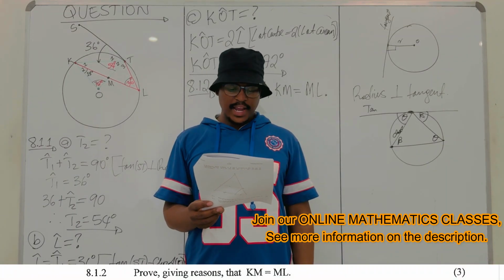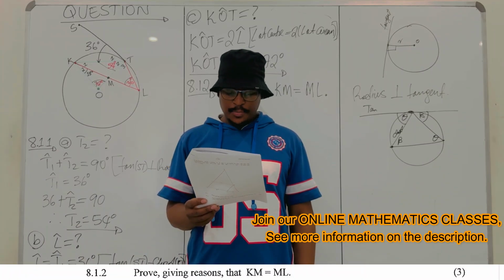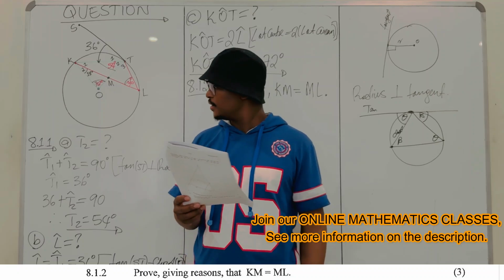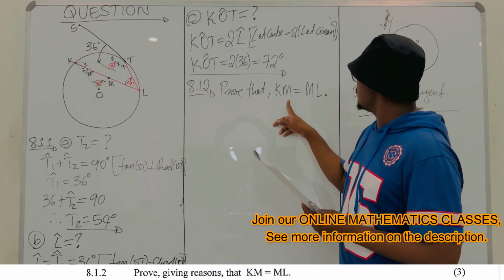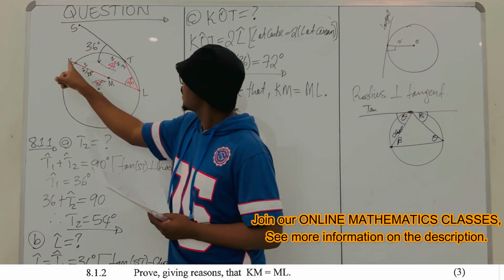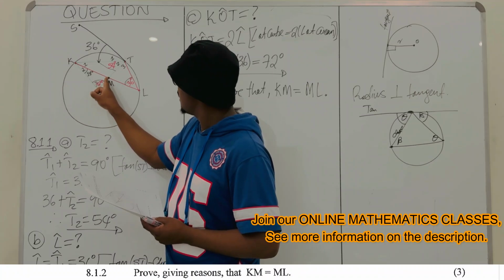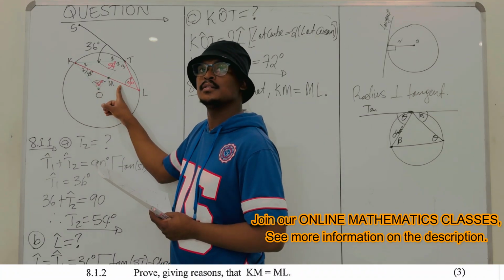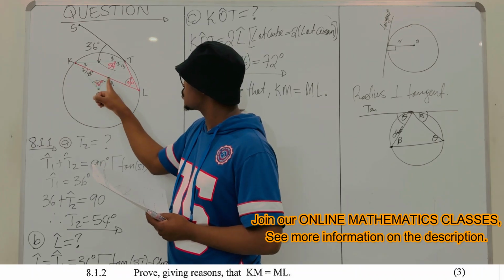Okay, so now we're doing 8.1.2. They're saying prove, giving reasons, that KM is equal to ML. Where is KM? KM is from here to here, and ML is from here to there. So they want us to prove that this is equal to this.